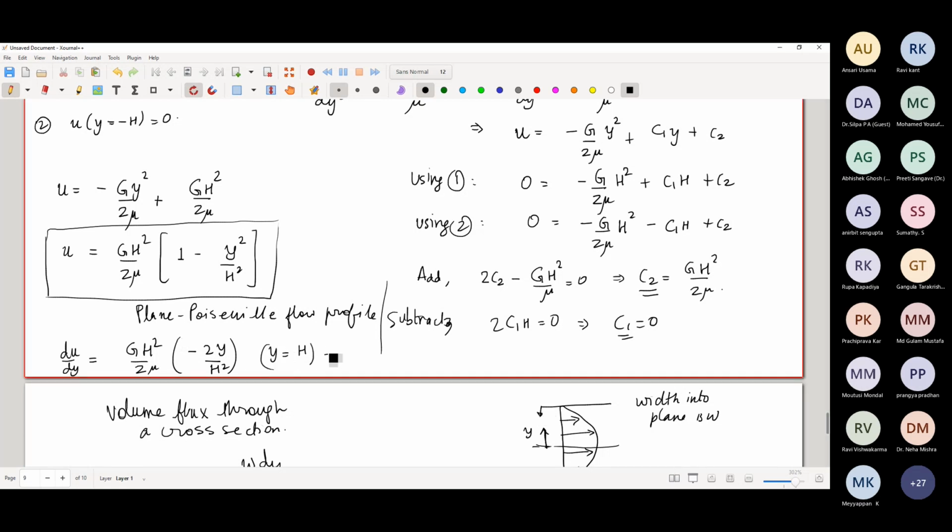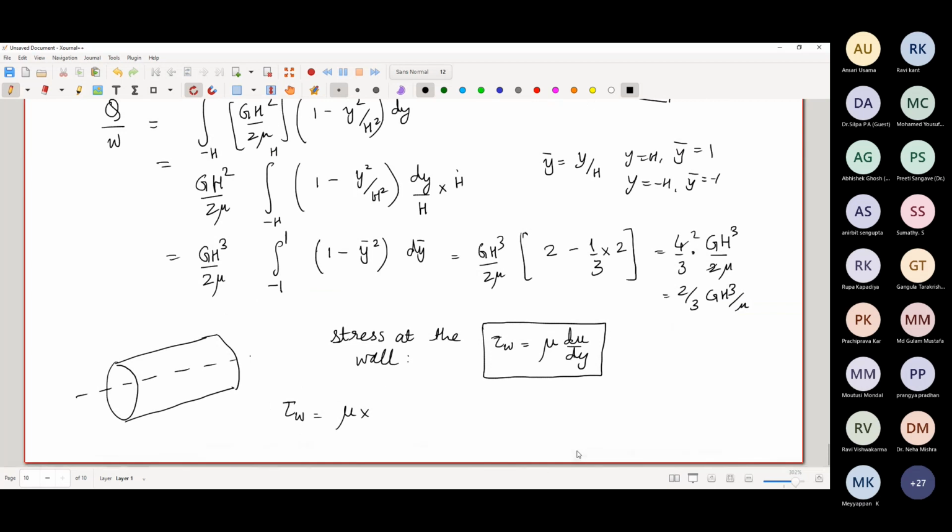So at y equal to h, what is du dy? This y will become h, so this h square cancels out, this 2 cancels out. It will be g times h over mu. And the wall shear stress is mu times g times h over mu. So this mu cancels out, and it becomes equal to gh. Okay, this is how you evaluate the wall shear stress.